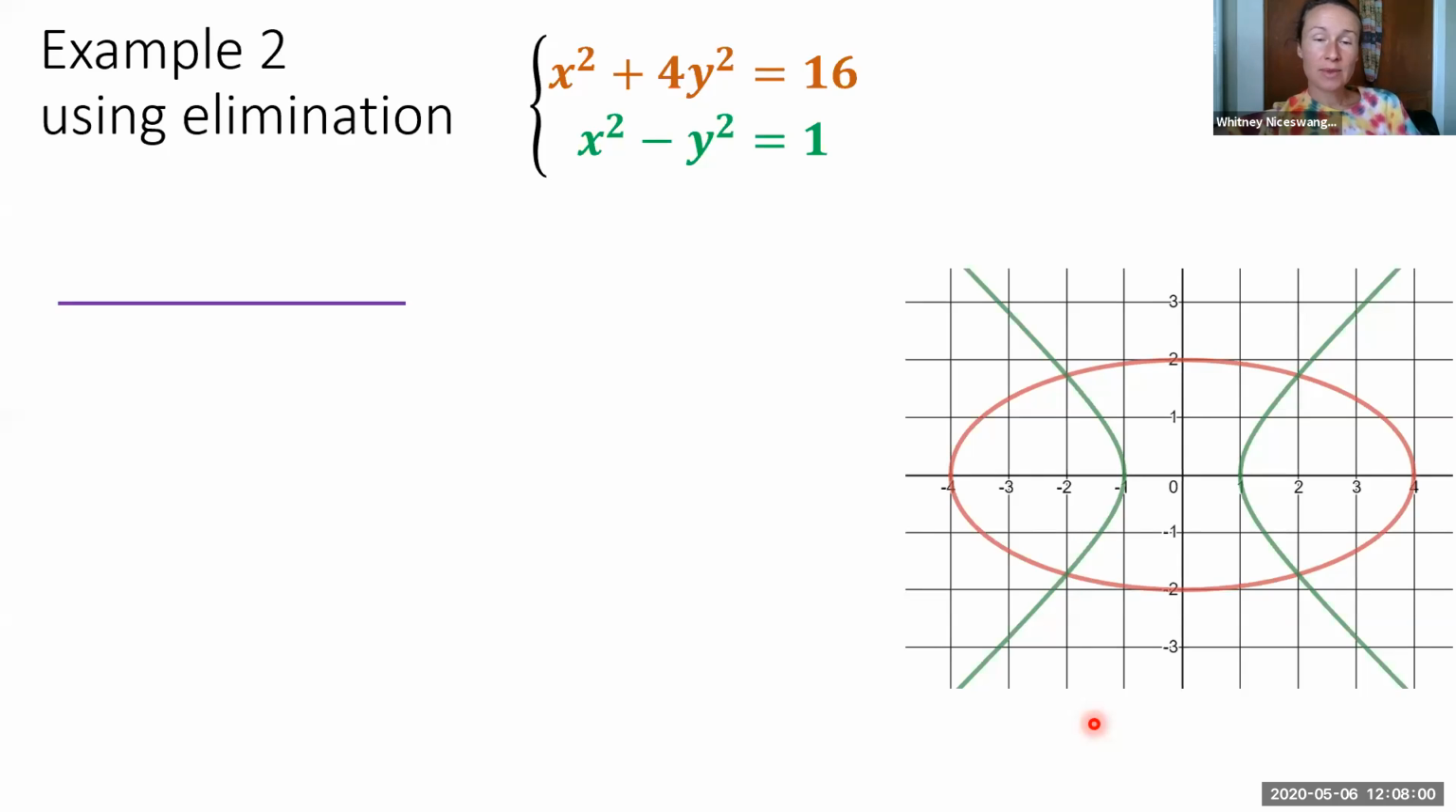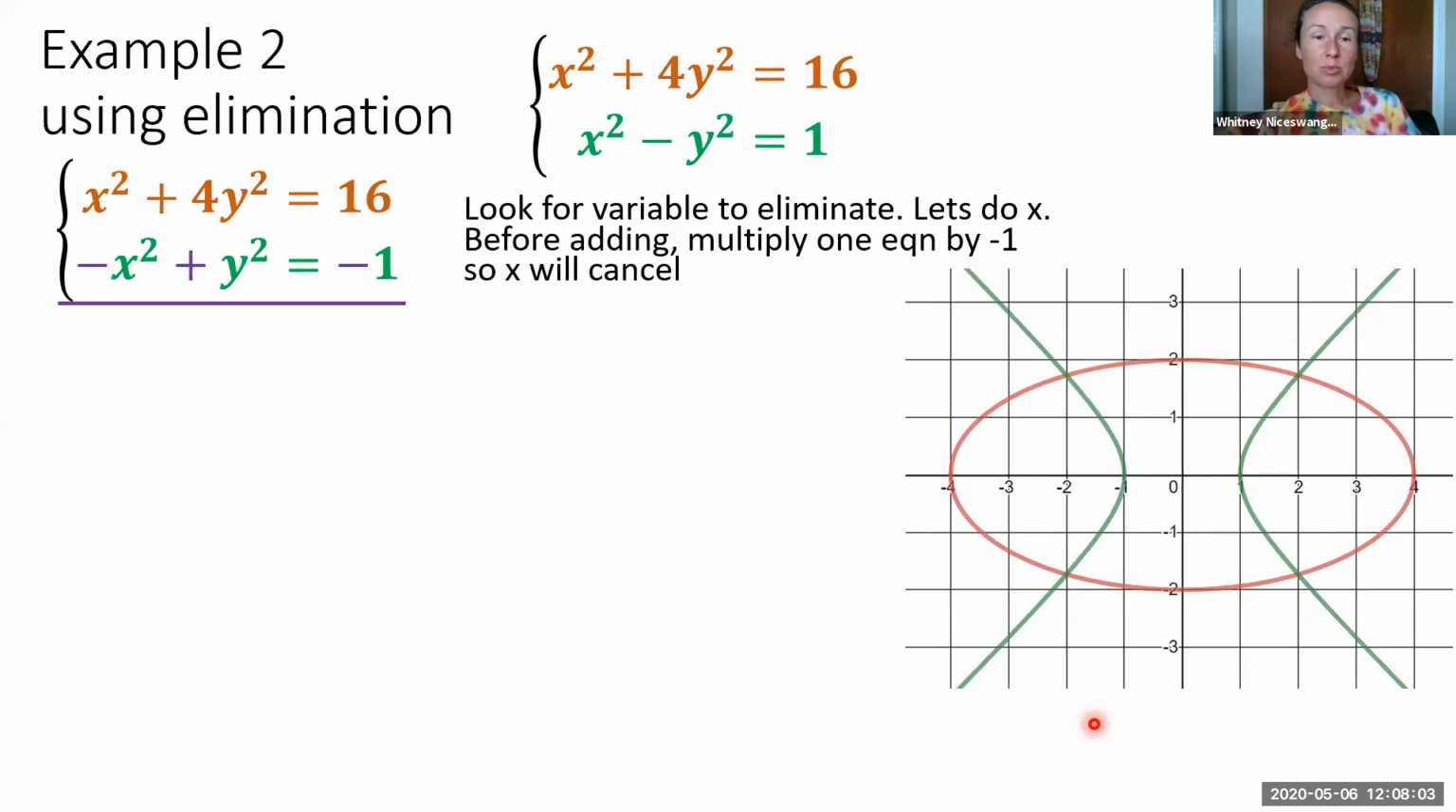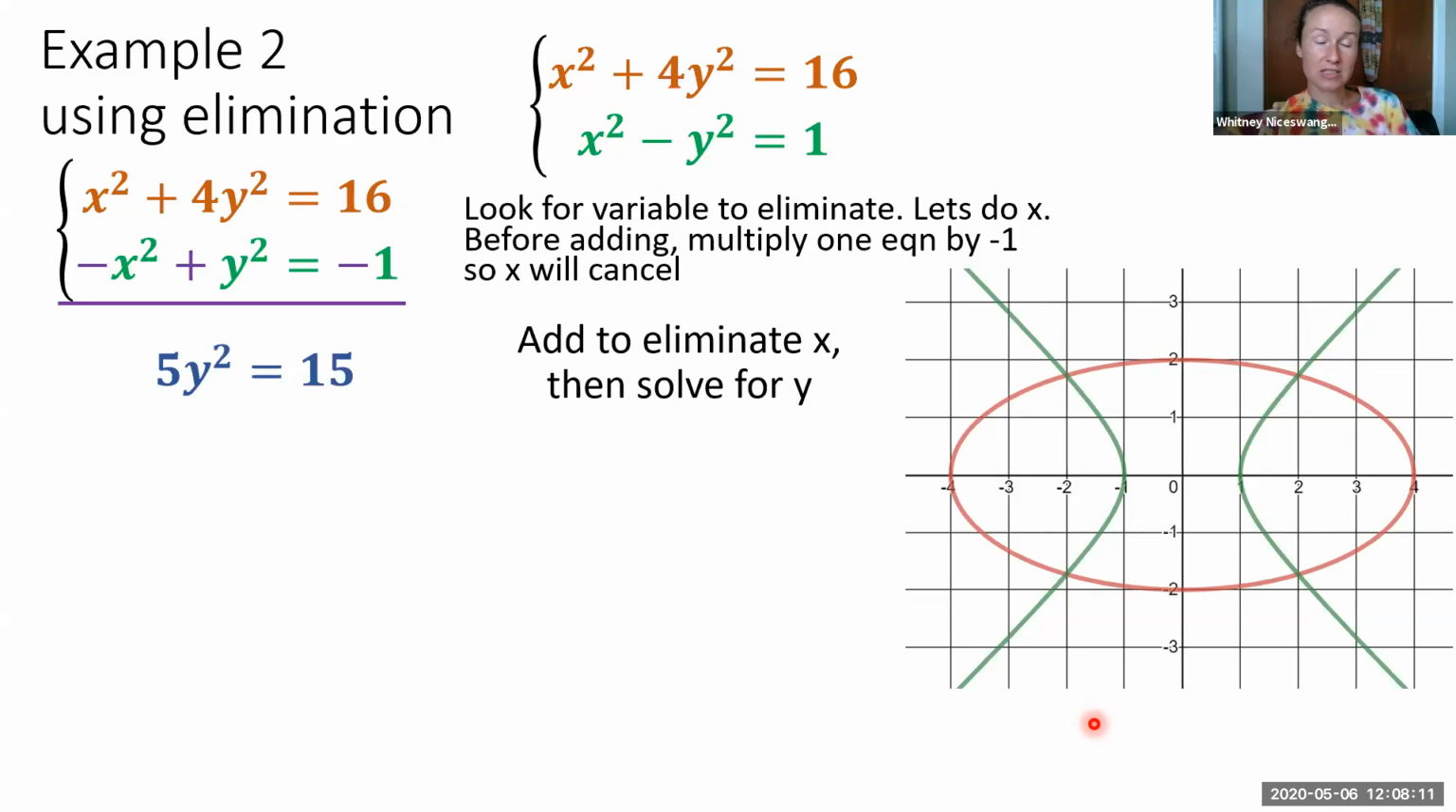Okay, so we're going to eliminate x. So to do that, I'm going to multiply my green equation by -1 on both sides. In doing so, when I add the 2 equations together, x will cancel out. All right, so the x's added together add to 0. The y's add to 5y squared, and the right-hand side adds to 15. Now I've eliminated the x, so I can solve this new equation for y. When I solve it for y, I end up with y equals the negative square root of 3 and positive square root of 3.